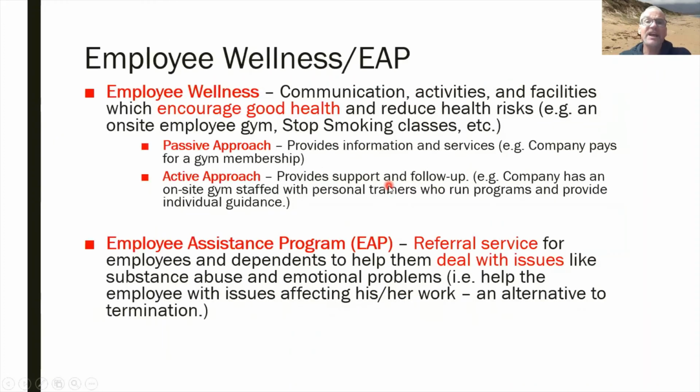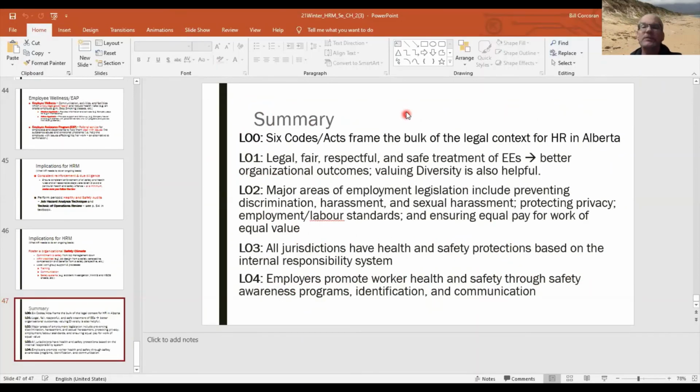Okay, so to recap the entire chapter 2, there's quite a bit of information in here. So we'll start with the first learning objective. Know the 6 codes and acts that frame the bulk of the legal context. Okay, so that was employment standards, human rights, etc. So know what those 6 are. Also, you should take into account how common law gets in there as well. So I'd actually add one to those first 6.